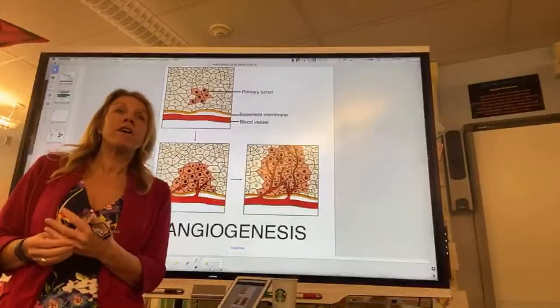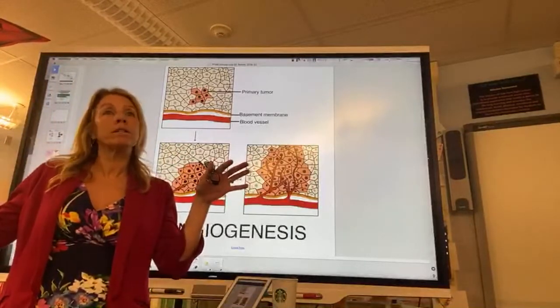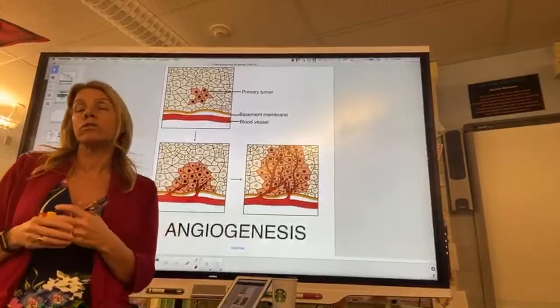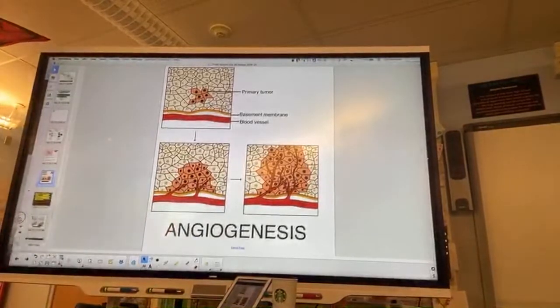You don't want it in your lymphatic vessels because that's a whole train railway system to your entire body, just like your circulatory system. Okay, so let's finish up.